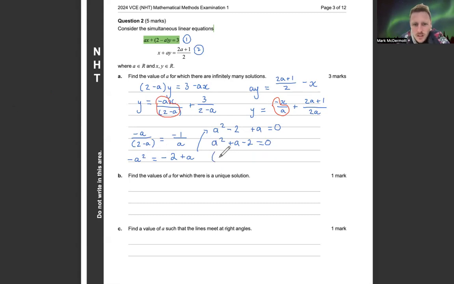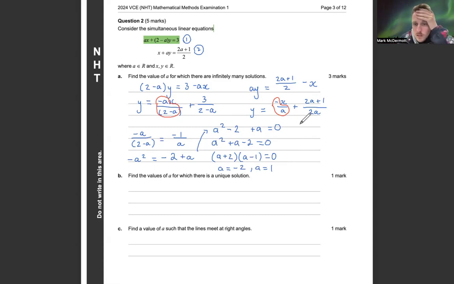Factorize this. Okay, it multiplies to negative 2, adds to 1. So it's going to be a minus 1, a plus 2. That's factorizing that. So then you get a equals negative 2 and a equals 1. Okay, now which one does it equal? We need the gradients to be the same, so that would force those to be the same.